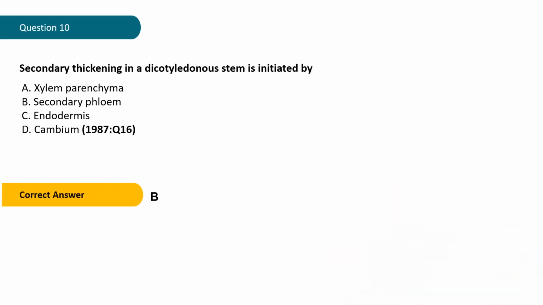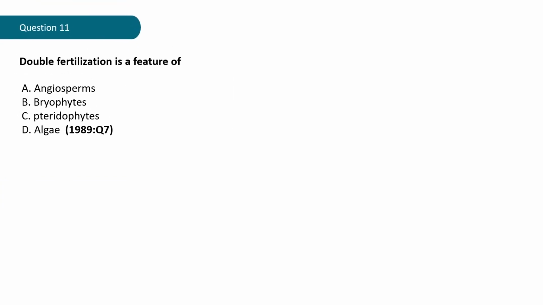Question 11. Double fertilization is a feature of A. Angiosperms, B. Bryophytes, C. Pteridophytes, D. Algae. That question is from the year 1989, question 7. Let's give that a try.